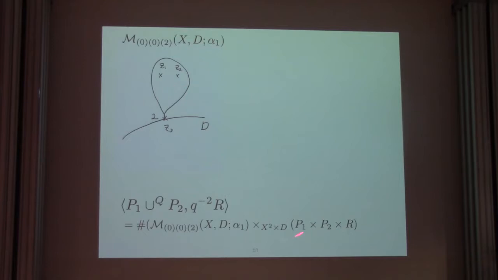This should be, you have this R, P1, P2, and you count these configurations. That is, I think, something which people usually observe in relative Gromov-Witten theory. In relative Gromov-Witten theory, you have some moduli space of spheres with given tangency to the divisors, and they count it.